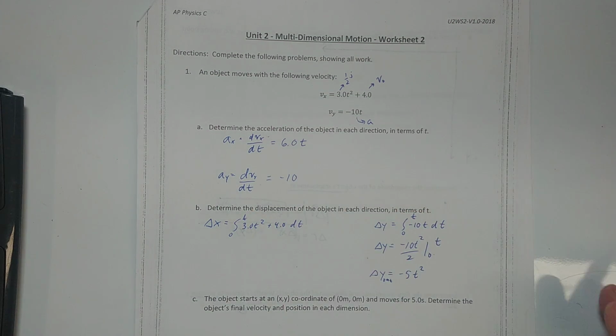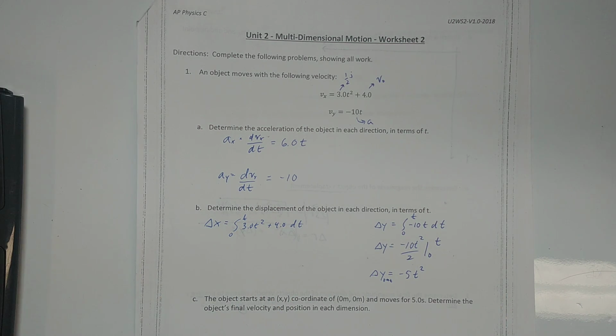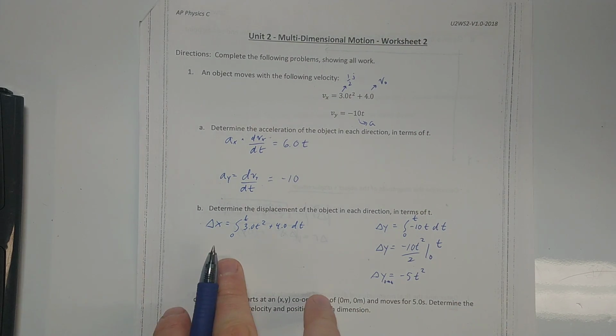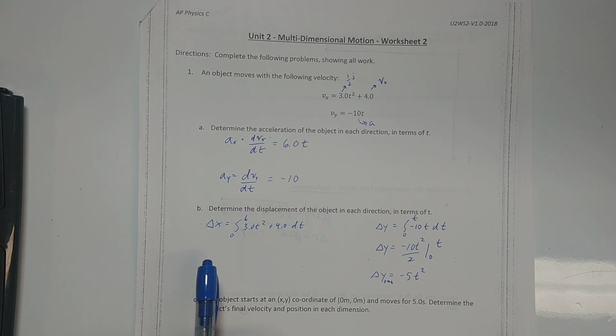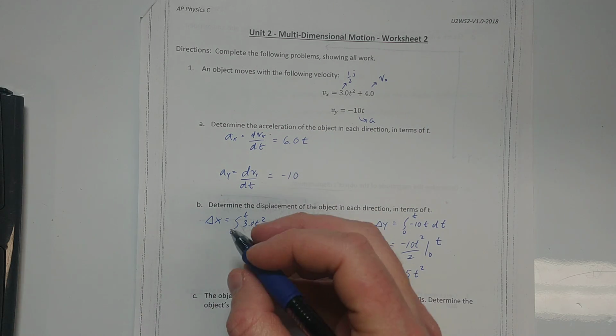Alright, so I had already done this part in the previous video. Displacement in each direction in terms of t. I started doing the y direction from 0 to t. Delta x, we didn't finish this one. So let's go ahead and do this. Alright, this one is fairly straightforward. Let's see what we have here.